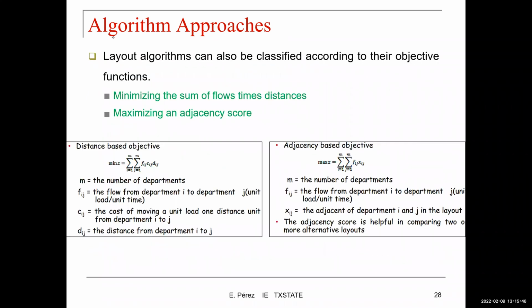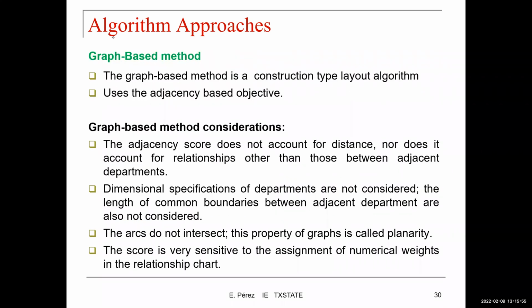This type of method is maximizing the adjacency scores. The adjacency score does not account for distance, nor does it account for relationships other than those between adjacent departments. Dimensional specifications of departments are not considered. The length of common boundaries between adjacent departments is also not considered. The arcs do not intersect. This property of a graph is called planarity, so we are not going to allow these arcs to intersect each other. And the score is very sensitive to the assignment of numerical weights in the relationship chart.